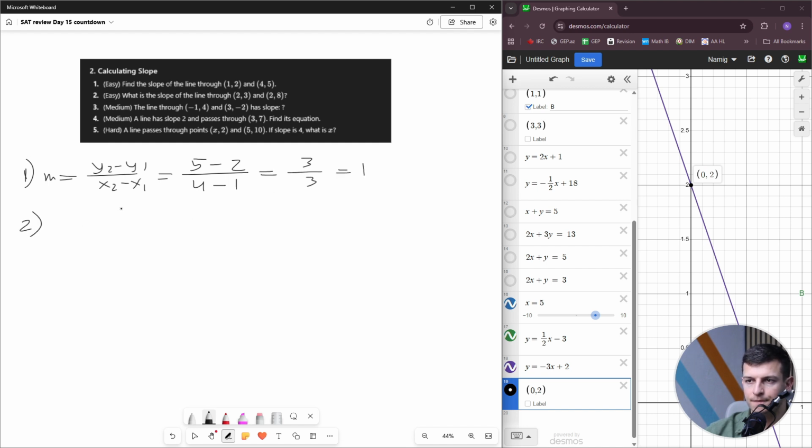Number 2: what is the slope of a line through 2, 3, and 2, 8? It's the same question. So m is going to be... feel free to pause the video and try them out for yourself. Not only feel free, you should be doing that. Now this seems a bit strange. We got 5 divided by 0, which is undefined. We can't really have that. So there is no slope.